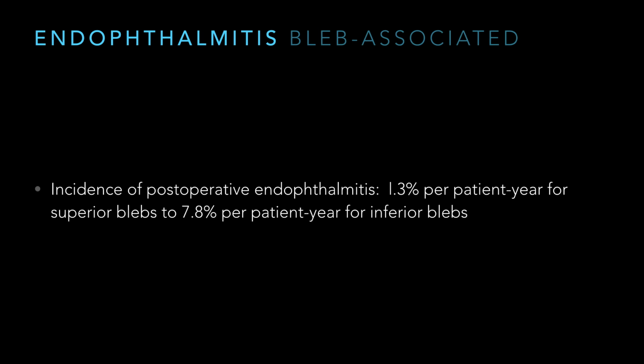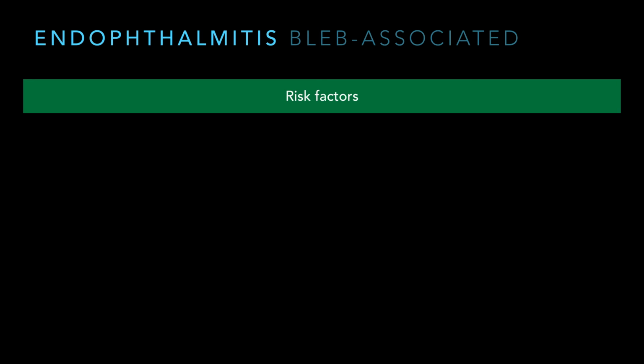So bleb-associated, we'll talk about briefly. The longer you make it after surgery, the more likely you are to get endophthalmitis, which is a terrible thing, but that's just the way it is. So 1.3% per patient year for superiors. The reason we don't do that many inferiors is 7.8%. Risk factors, there's a bunch. I won't quiz you. Well, anybody know any risk factors for bleb-associated endophthalmitis? Dan?